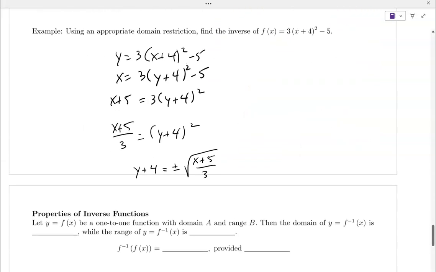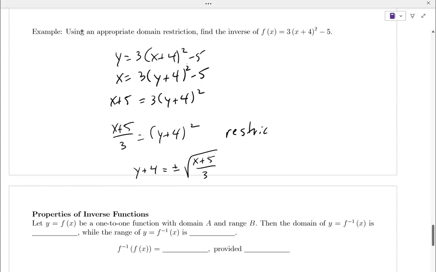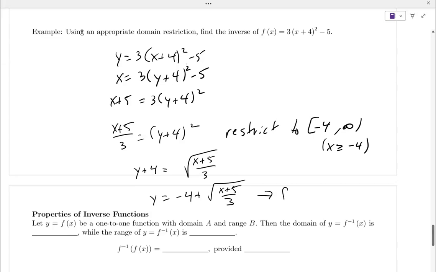So if at this point we restrict to negative 4 to infinity, I don't need to worry about the plus or minus. It has to be the positive. In this particular problem, we're going to restrict to negative 4 to infinity, or better said, x is greater than or equal to negative 4. And then finally, we can subtract our 4 to the other side, and this would be our inverse function.